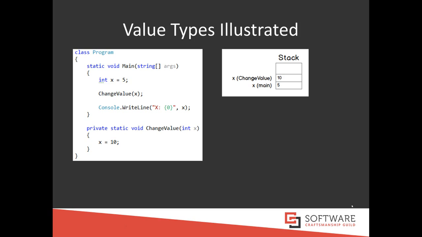When the method ends, that x goes away, and the original x is the only one that remains. It's the only one in scope in main. So it will print 5. And you can type this into your IDE to check me.